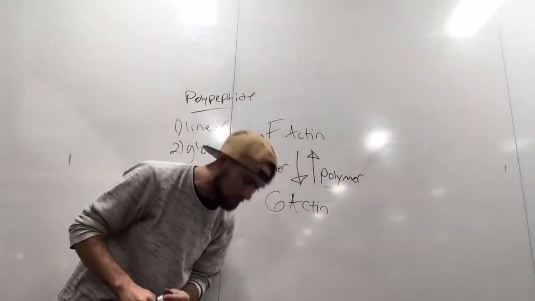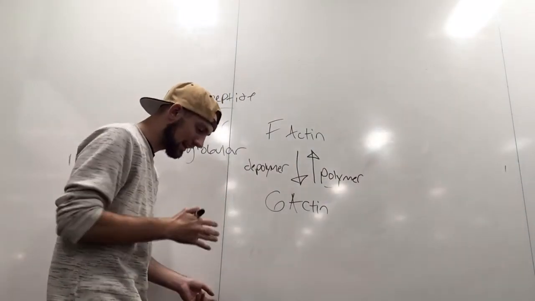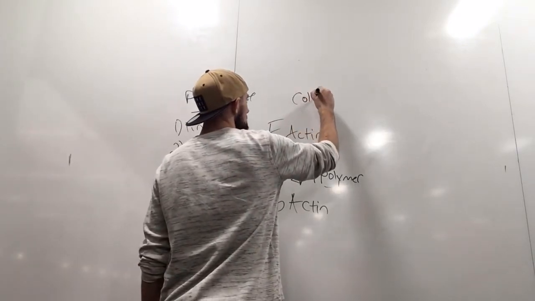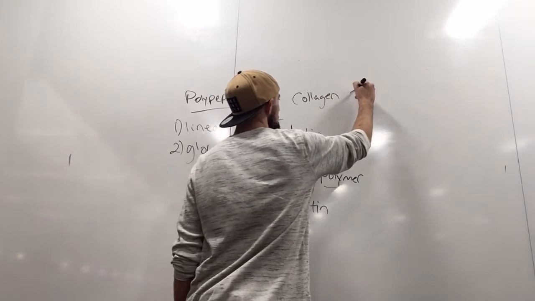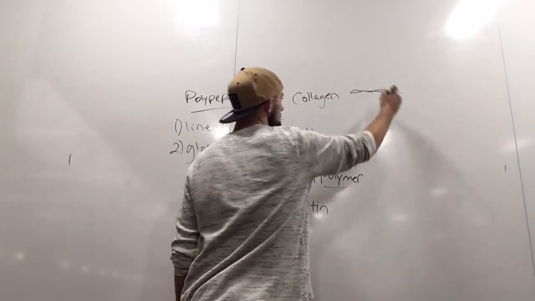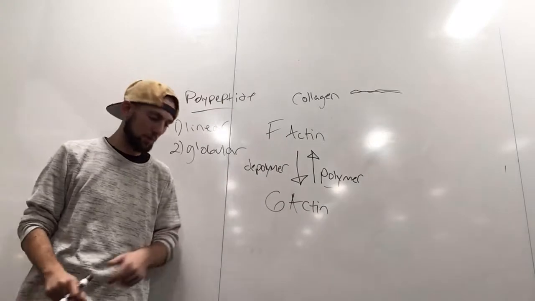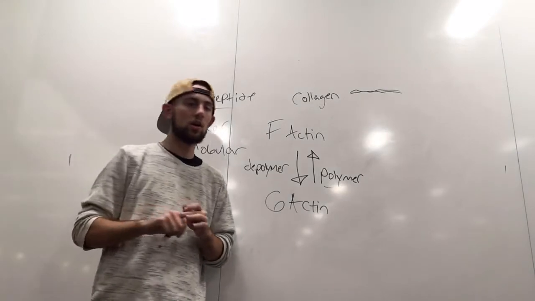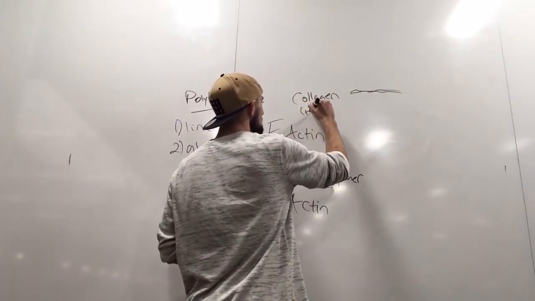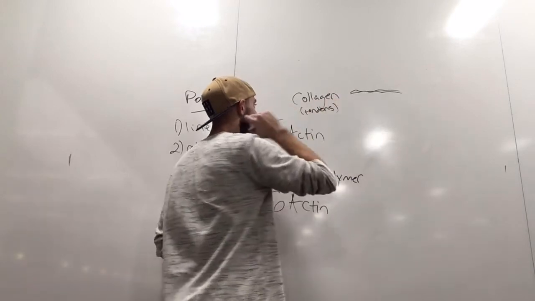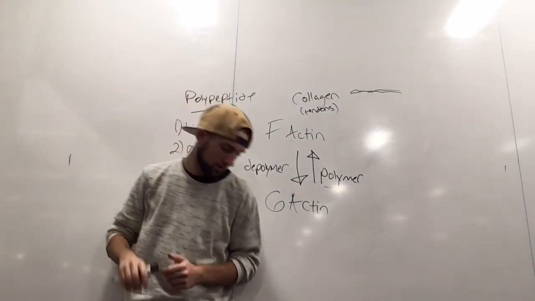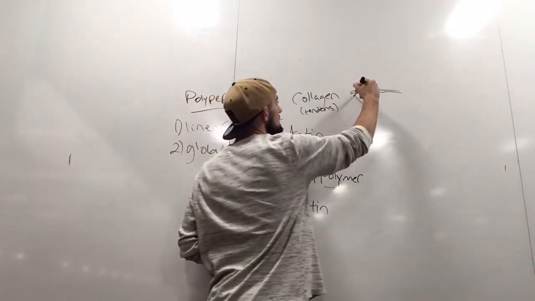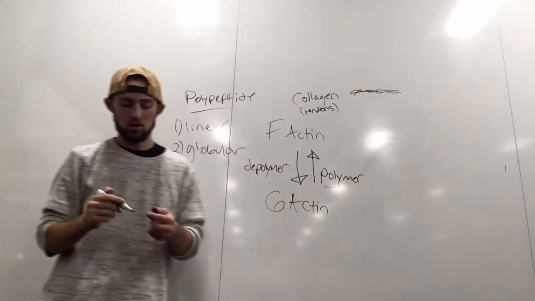Let's talk about an example of a linear protein. Okay, you might have heard of this: collagen. Collagen is a linear polypeptide. Now, what are collagens used for? Well, they're in tendons, and tendons are used for strengthening. It's a strengthening protein, and they actually have 3 chains of polypeptide in collagen.